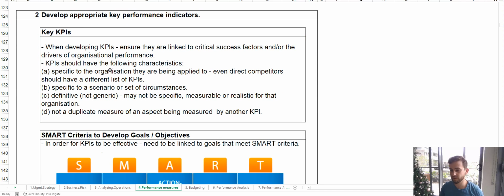So when developing KPIs, ensure they are linked to critical success factors and/or the drivers of organizational performance. KPIs should have the following characteristics. Number one, they should be specific to the organization. Even direct competitors should have a different list of KPIs. So for example, PwC should have a different list of key performance indicators to KPMG.